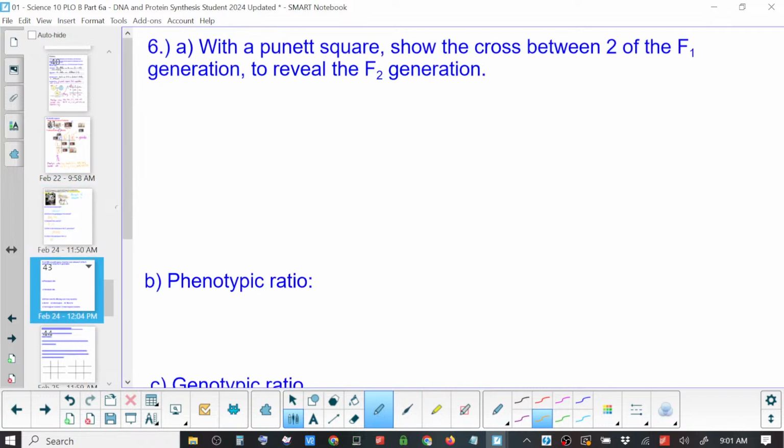Second one, with a Punnett square, show the cross between the F1. How many are done the second side? One, two, three. Okay, a few more minutes. Do the second side because that's the interesting side. Show a cross between two. So we're going to take those heterozygous unicorns, mate them together, and get our ratios.